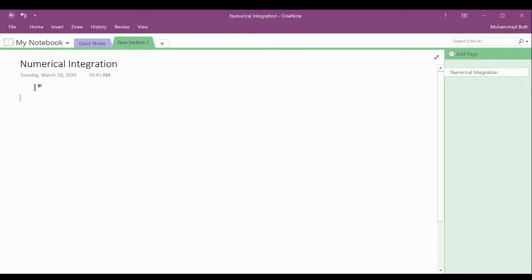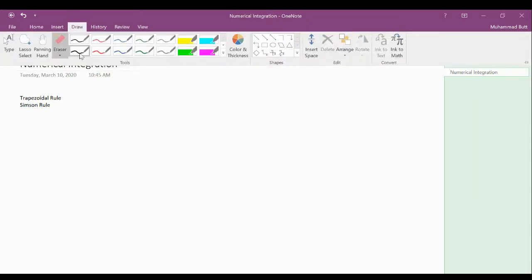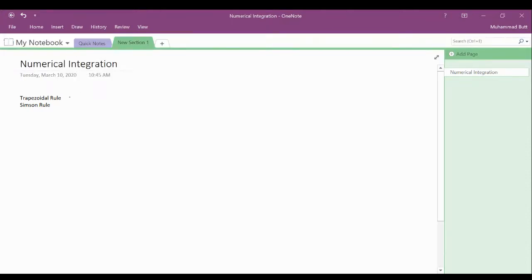The first is the trapezoidal rule, and the second is the Simpson rule. Now I will explain what the trapezoidal rule and the Simpson rule are. I will try to use the pen for you, but maybe the drawing is not very good at the moment, so please neglect that part; the point is that you understand.